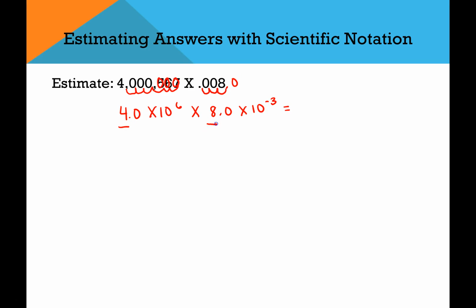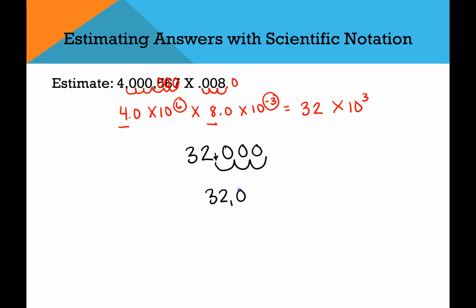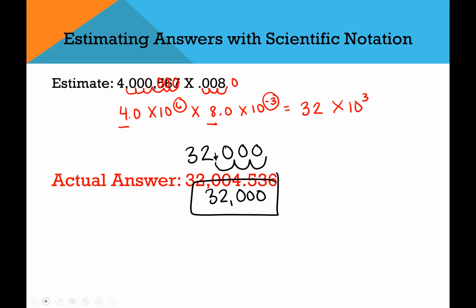Well, what's 4 times 8? That's 32. And that's going to be times 10. Well, what's 6 plus negative 3? Well, that's just going to be 3. So our answer is going to be 32 times 10 to the 3. So I'm going to take 32.0, and I'm going to move this decimal 1, 2, 3. So I'd put a 0 and a 0 here. So then that decimal here disappears, and I'm left with 32,000. And our actual answer is 32,004. So we're pretty darn close, aren't we?